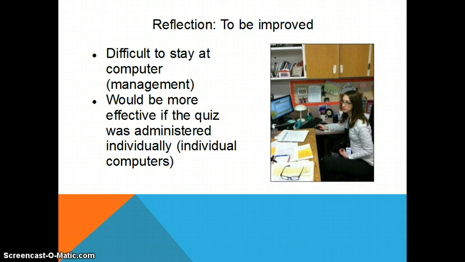I feel like it would be more effective if the quiz could be administered individually on individual computers, where the students can monitor themselves or make their own choices, and we can move together as a class or as individuals.